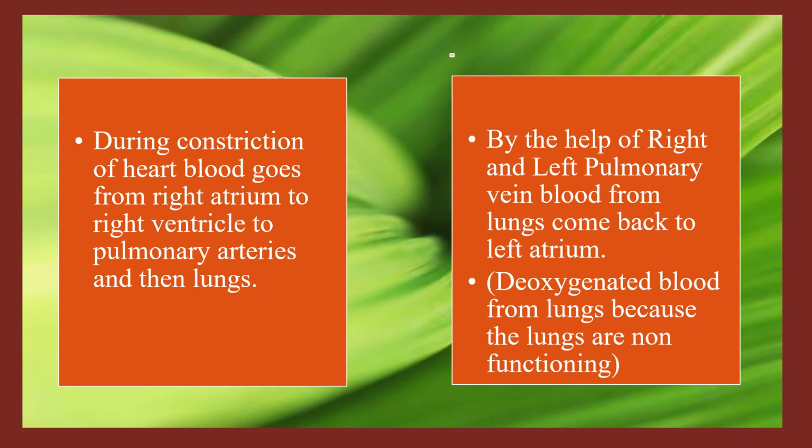During contraction of the heart, blood goes from the right atrium to the right ventricle, and from the right ventricle it goes into the lungs with the help of the pulmonary arteries. Only a small and required quantity of blood goes into the lungs for their nutrition and development. With the help of the right and left pulmonary veins, blood from the lungs comes back to the left atrium.